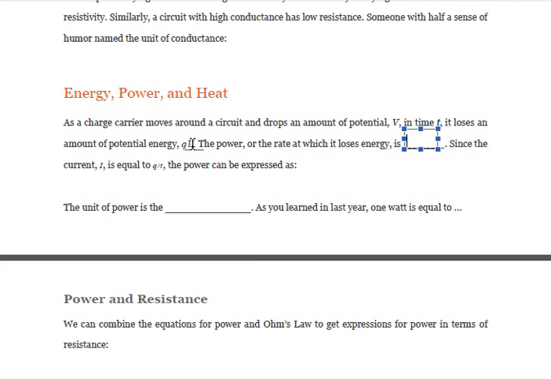So anyway, the amount of energy used up is equal to Q times V. So if it's a rate, that means we just divide it by time. So the power is just Q times V divided by t. But if we look at what we have here, charge times potential difference divided by time, we already learned that charge divided by time is our current. So we can replace Q divided by t with I to say that power equals I times V.